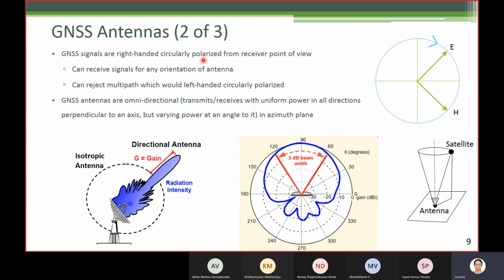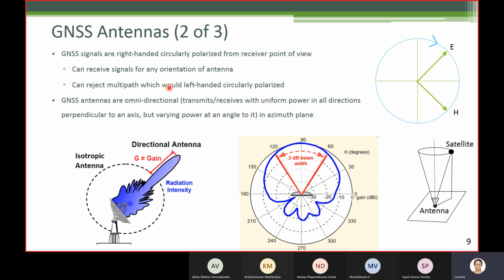Now, by design, signals are RHCP, right-handed circularly polarized. How does it help? Suppose we know that signals can reach the antenna directly, or signals can get reflected and then reach the antenna. Now, suppose the signal gets reflected once and then reaches the antenna. After a single reflection, right-handed circular polarization becomes left-handed circular. So RHCP becomes LHCP. When that reflected signal reaches the antenna, it actually is LHCP.